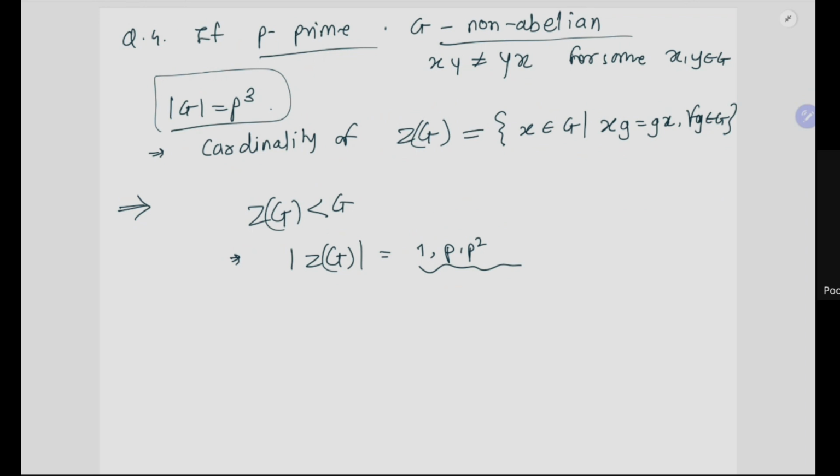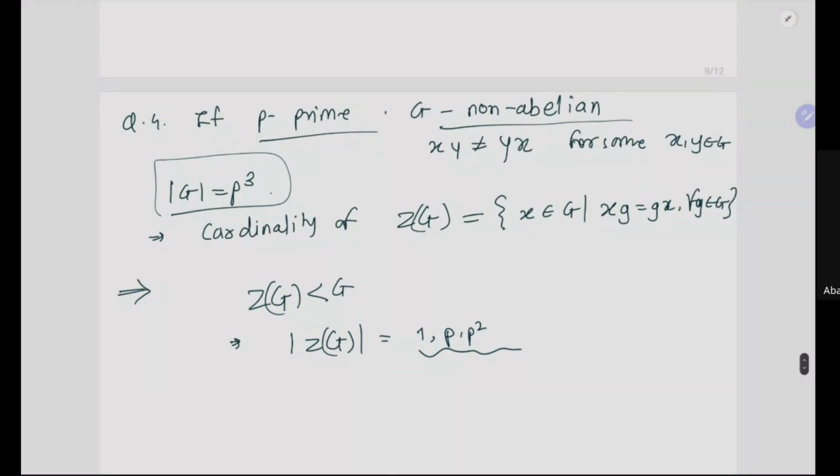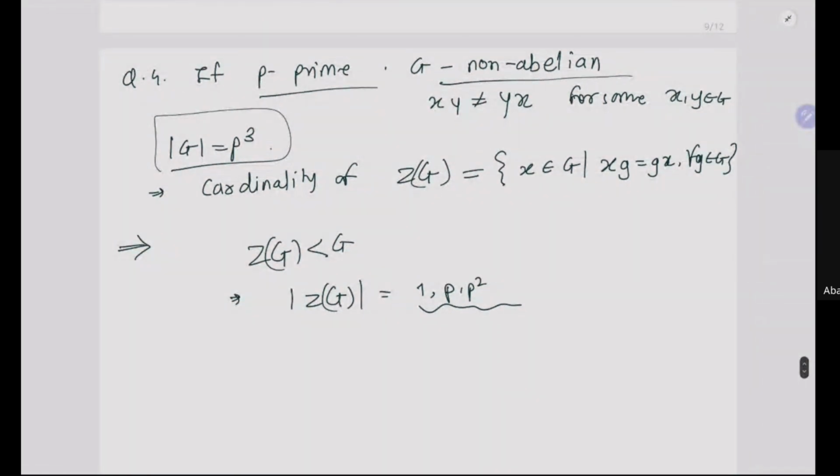So what will it be among these three? P will not be true because if the order is P, then Z(G) will be cyclic. Okay, Z(G) being cyclic is not a problem, right? I mean, what is the problem with Z(G) being cyclic when G is non-abelian? Exactly. Z(G) will always be an abelian subgroup of G. I hope that is clear, because it is the set of all elements which commute.